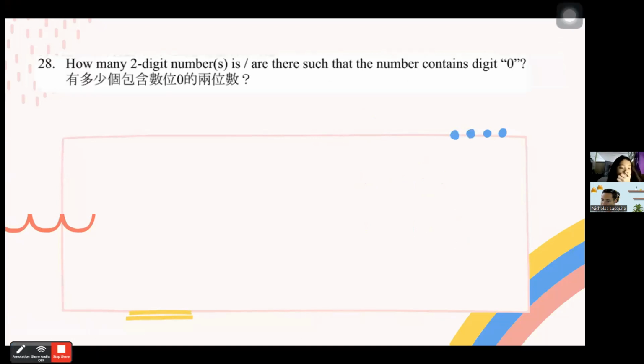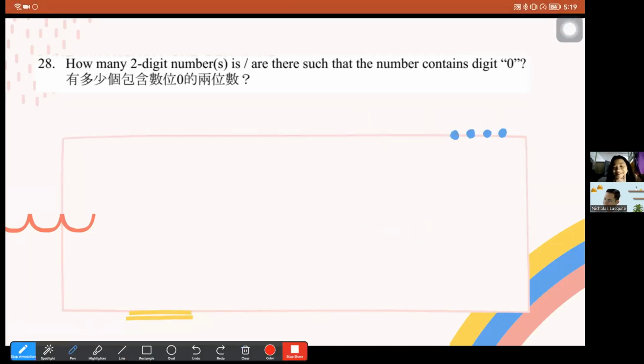We only have 3 more questions, then we can end. So how many two-digit numbers are there such that the number contains 0? Take note that this is a two-digit number. Of course, you start from 10, and then the next one is 20, and then 30, until you reach 90, because we only have two-digit numbers.